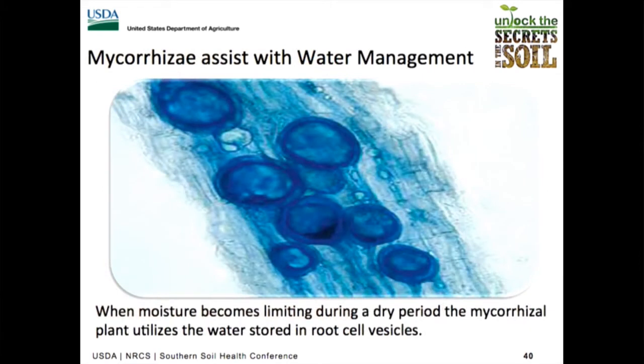Okay. They also assist us with water management. Some mycorrhizal fungi form these storage containers called vesicles. Not all of them do, but a good number of them do. They store water and nutrients. This is another reason that mycorrhizal plants go through stress better. So when moisture becomes limiting during a dry period, the mycorrhizal plant utilizes the water that's stored in the root cell vesicle. That's very key to our guys that are working in arid areas of Texas and Oklahoma.